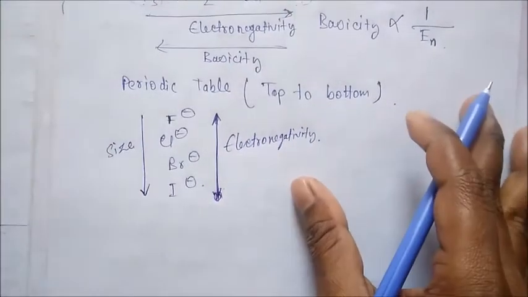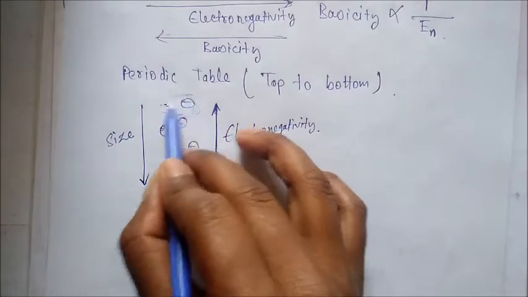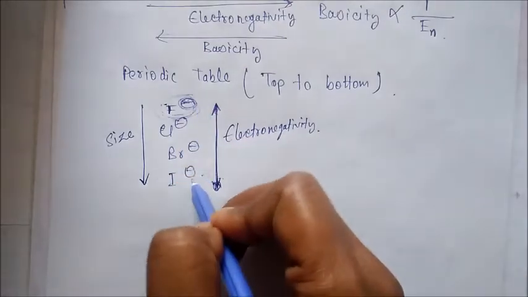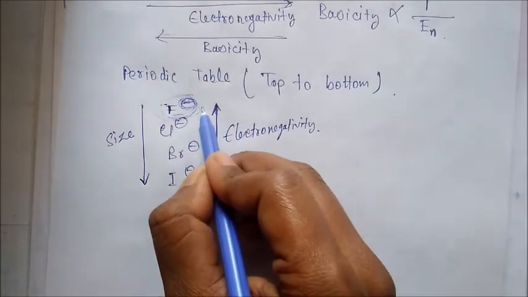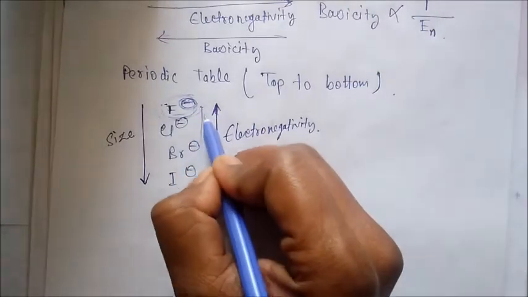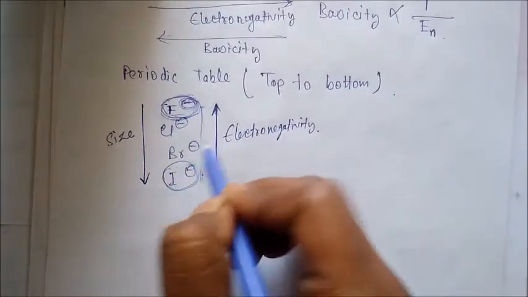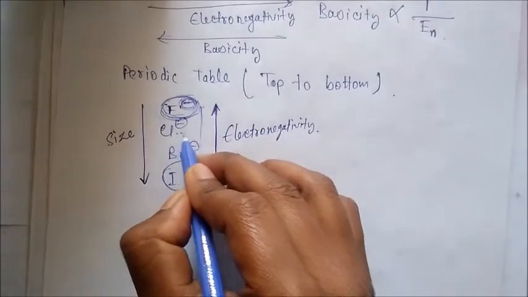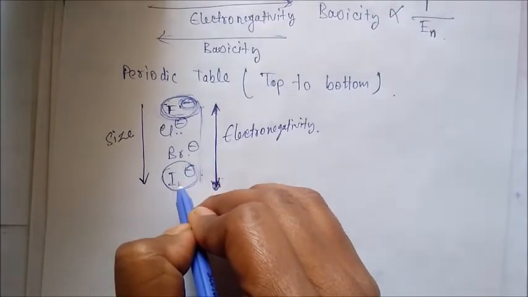But if we see the basicity, here it will be lesser and here it will be higher, because it has higher charge density. From bottom to top, the size is decreasing. So as the size decreases, there is higher charge density compared to I minus. So F minus has higher charge density than Cl minus, Cl minus has higher charge density than Br minus, and Br minus has higher charge density than I minus.